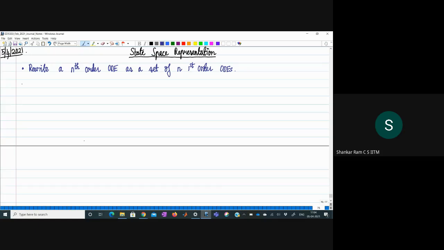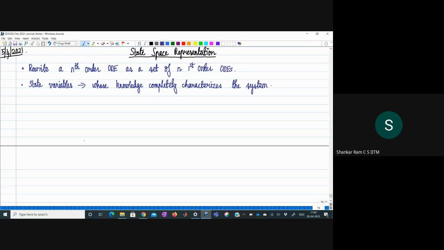In order to facilitate that, we identify what are called state variables. What are state variables? These are those variables whose knowledge at every instant of time completely characterizes the system, or the system response. That is the state variable.